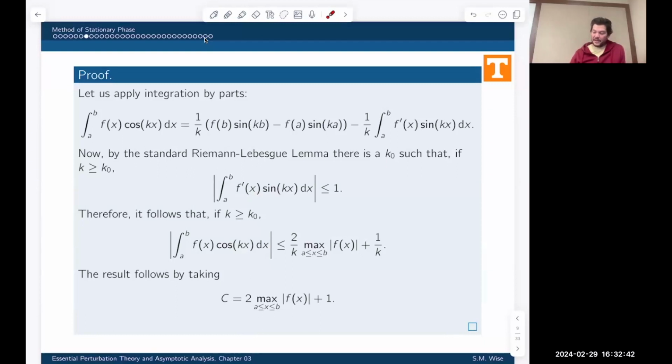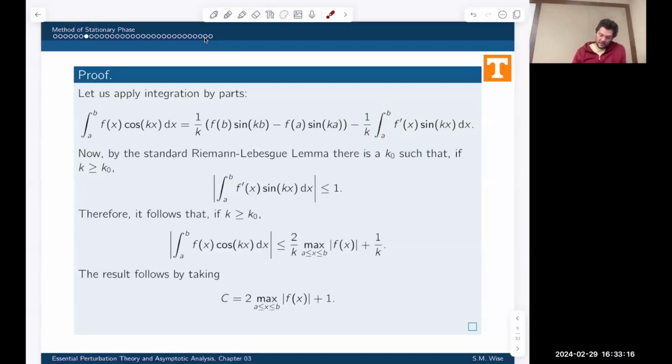Riemann-Lebesgue tells us there is a k naught such that if k is bigger than k naught, then this integral can be made small. I'm going to make it smaller than 1 because that's all I need. That's not that small, right? It's certainly not as small as 1 over a googol. So we just need to make this less than 1. Why? Because this is already going to be multiplied by 1 over k. So if I choose k large enough so that this is less than 1, then that's all we need.